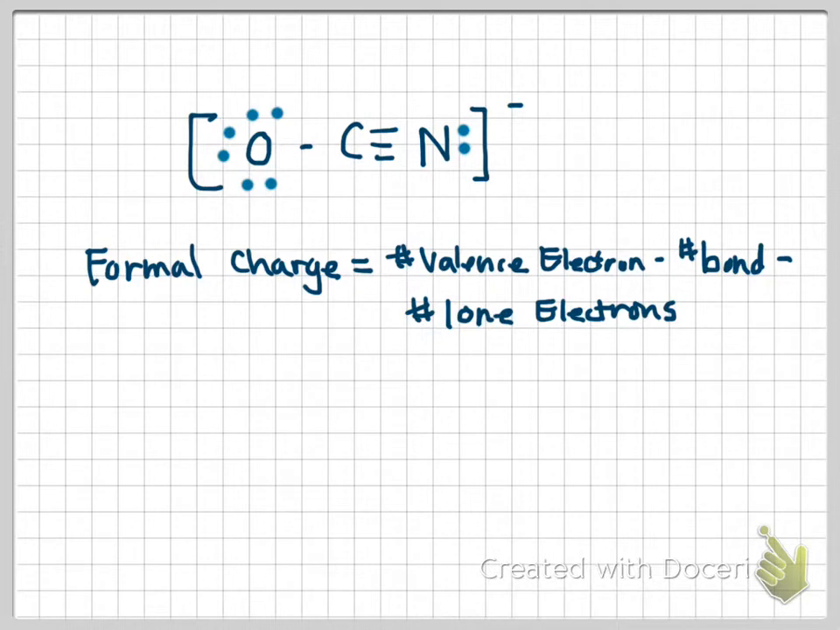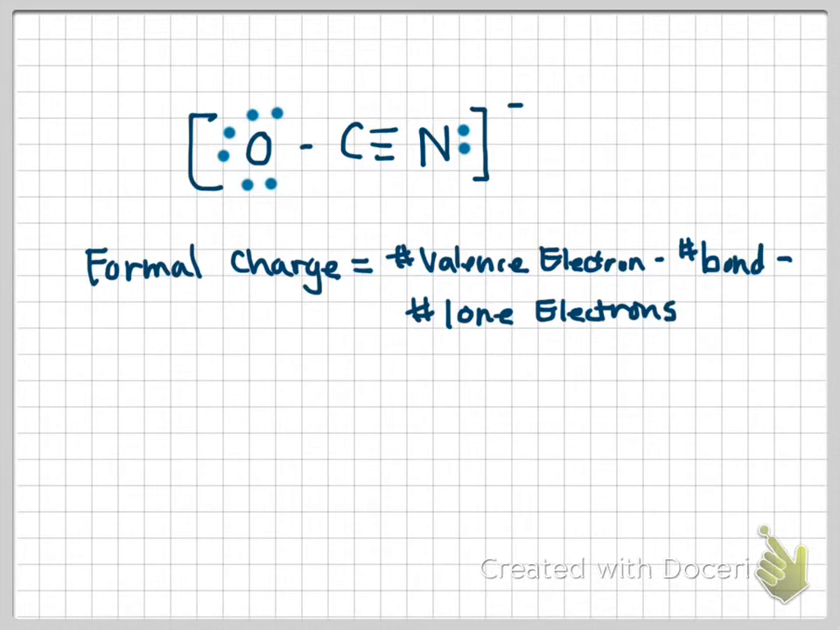So what this is essentially telling me is that if the number of valence electrons minus the bonds, minus the lone electrons is 0, then oxygen has the same number of electrons on it that it did in its native state. If I have a formal charge that is negative, it means it has one extra electron, and if it has a formal charge that's positive, it means it has one less electron than in its neutral state. So we can calculate the formal charge for each atom in our substance.